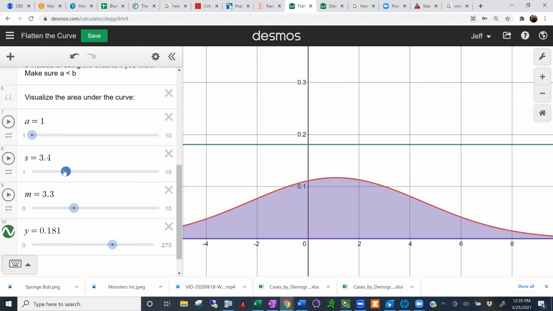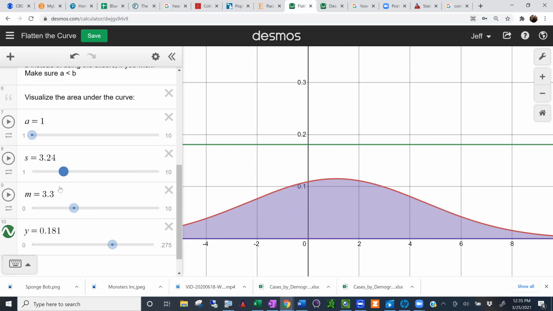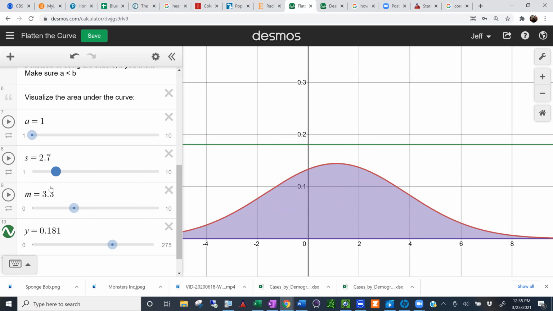So if I increase the standard deviation, I should increase the spread of the data. So let me do that. There you go, and you get a flatter and flatter curve. But on the flip side of things, if you decrease the standard deviation, then that curve has more of a pronounced hump or spike.